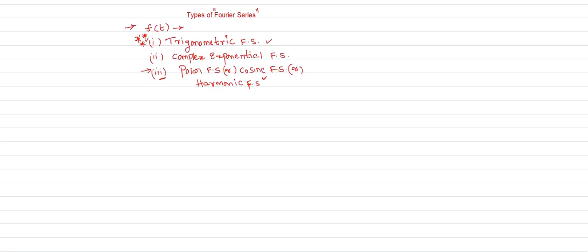Next, the complex exponential Fourier series expansion is also very, very important. It is a compact form representation of Fourier series representing a signal. If you want to represent a signal f of t in the compact form, the representation is complex exponential Fourier series. This is the compact form representation of a periodic signal f of t in terms of the Fourier series.